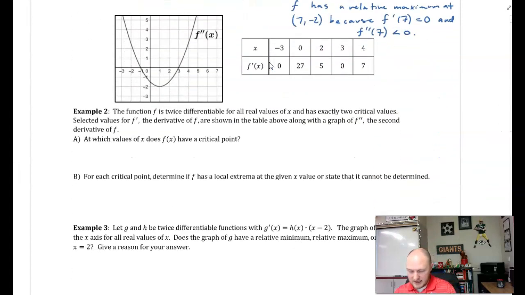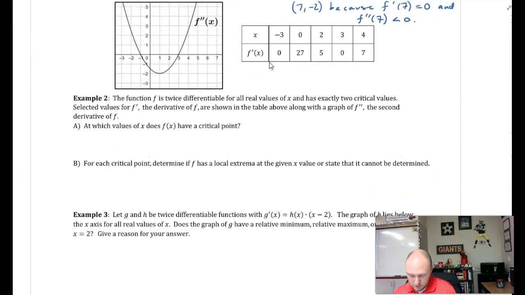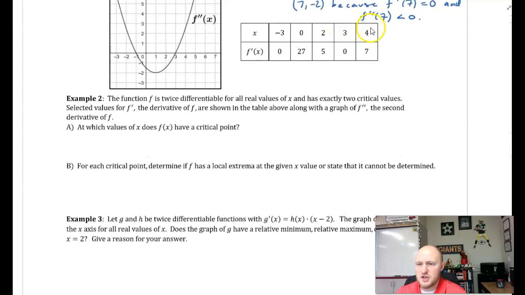Let's go ahead and look at example number 2. The function f is twice differentiable for all real values of x and has exactly 2 critical values. Selected values for f prime, the derivative of f, are shown in the table above, along with the graph of f double prime, the second derivative of f. At which values of x does f of x have a critical point?